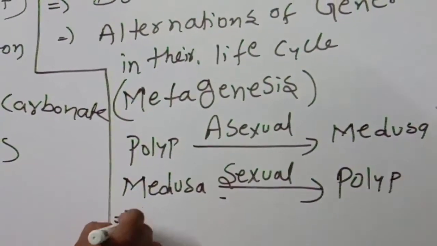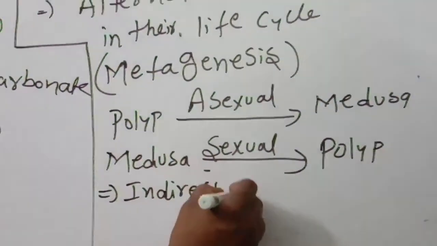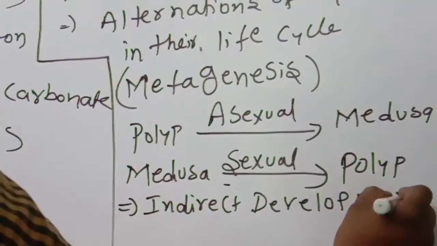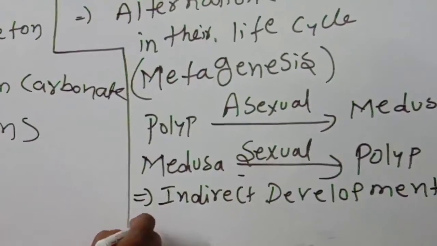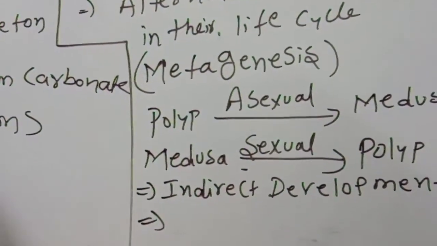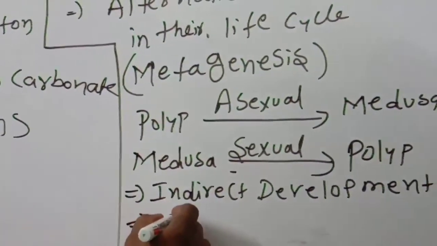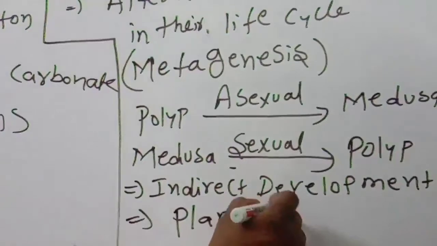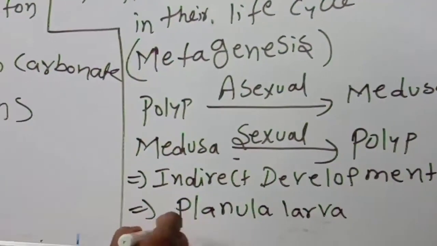So their development is also what you call indirect development. What is indirect development? When the larval form is there, that is called indirect development, or an indirect life cycle. What is that larva? Planula. Planula larva is the example of the larva.